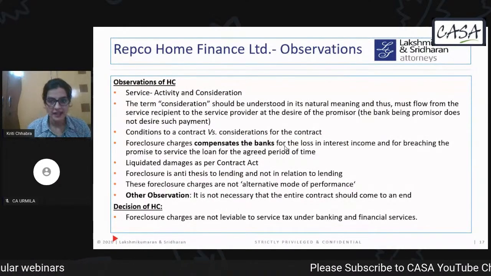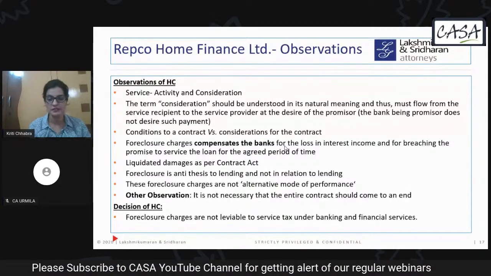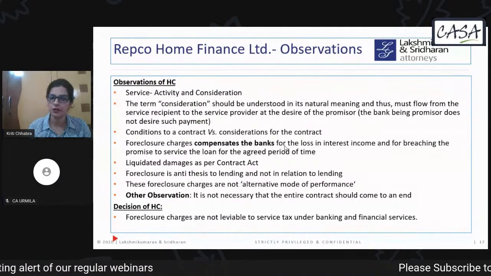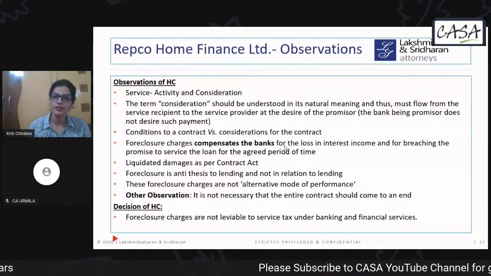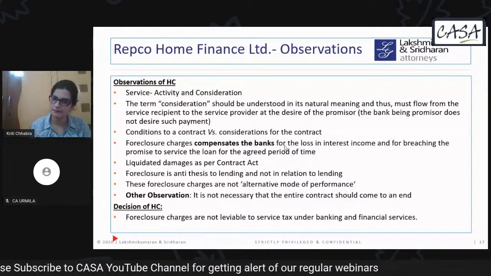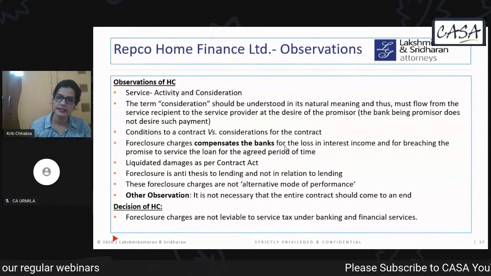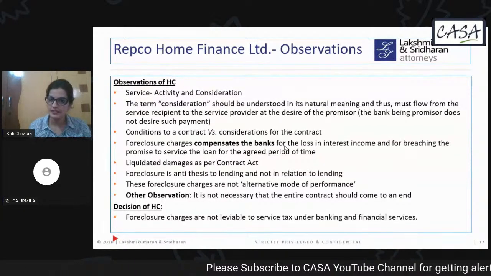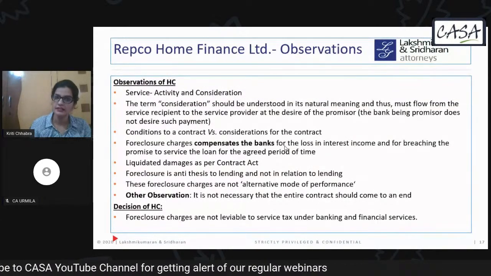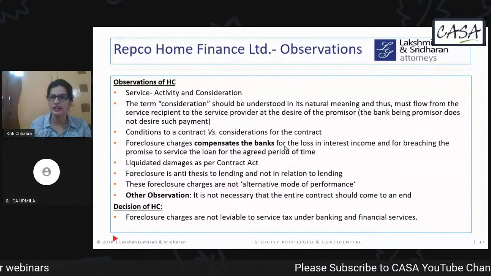So they said the bank, being the promisor, does not desire such payment. They made this specific observation that the bank here is not getting any benefit from the prepayment of a loan amount. It is not for the benefit of the bank; rather, the bank is being hit by this activity of the recipient or the borrower. That's why they are penalizing the other party. So basically, this is not in the nature of consideration because this is not being flown and not being asked specifically by the bank. This is flowing from the recipient as part of his unilateral act to discontinue with this loan.